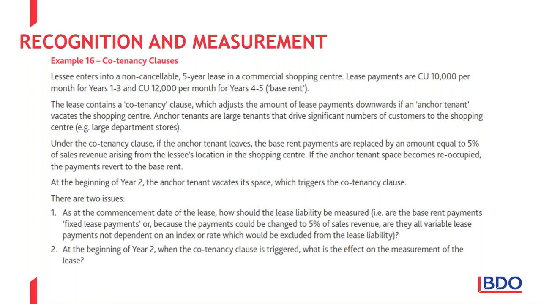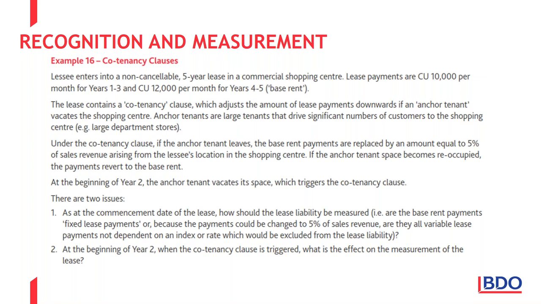Second issue, the co-tenancy clause is actually triggered. What is the effect on the measurement of the lease? So the triggering of this co-tenancy clause at the beginning of year two does not meet the requirements of paragraphs 39 to 43 to be accounted for as a reassessment, or an adjustment to the lease liability and right-of-use asset. Why? Because it does not result from any of the situations particularly addressed in paragraphs 40 to 42.